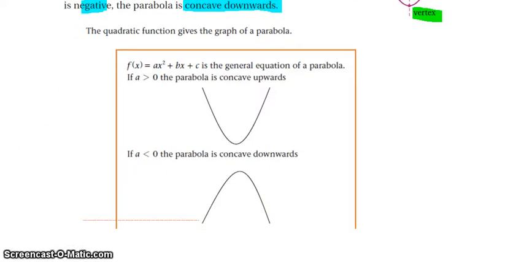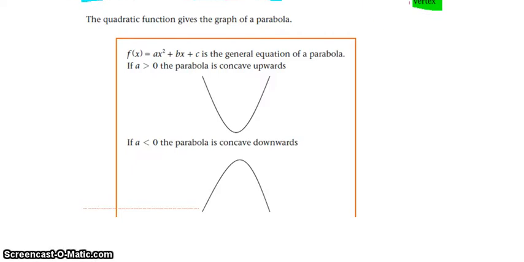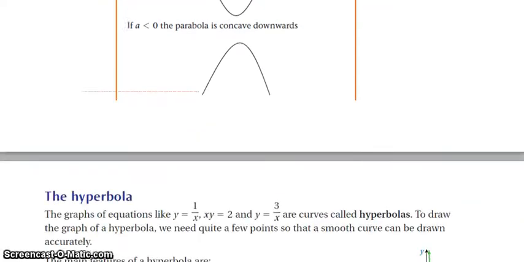The quadratic function gives the graph of a parabola, like we said, and the general form of a parabola is y equals ax squared plus bx plus c, where a, b, and c are constants. Constant just means a whole number, positive, negative. Here they've got f of x. It's just another way to write y. It's a function value of x. If a is bigger than 0, concave up, a less than 0, concave down. That's nothing new. We've seen all that before.